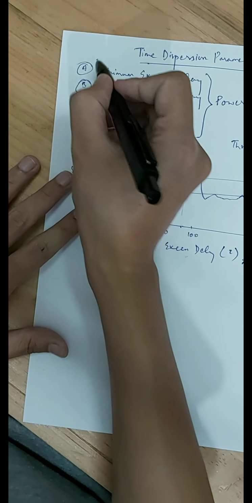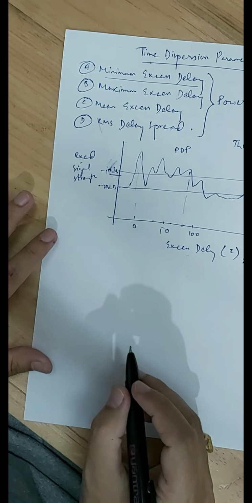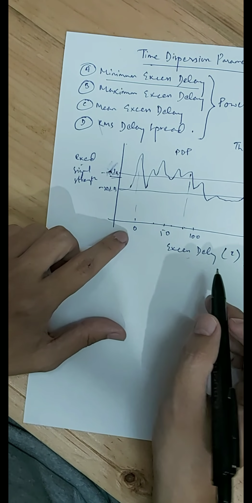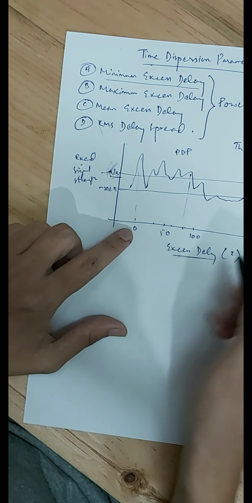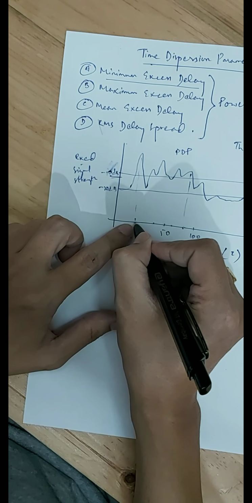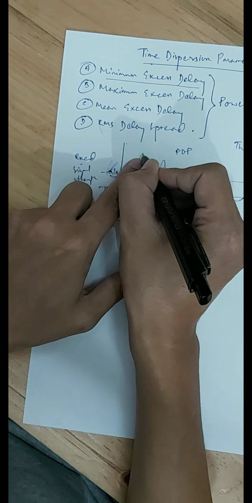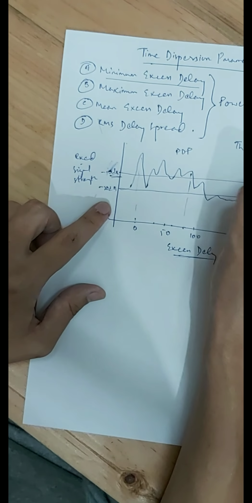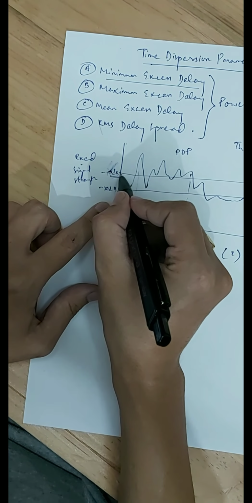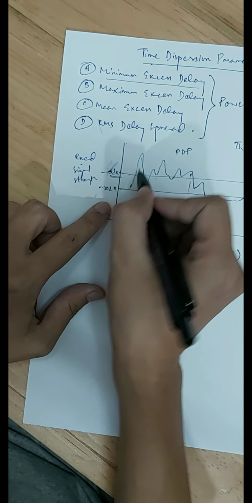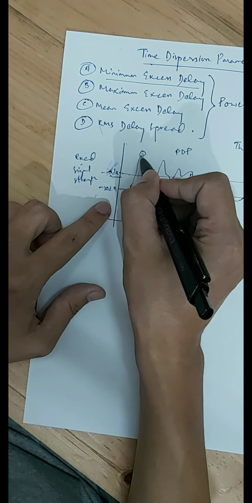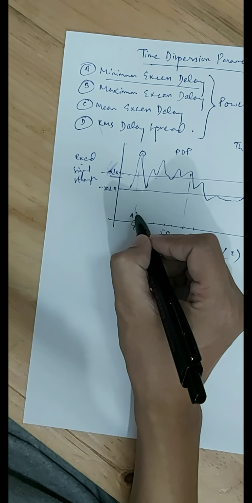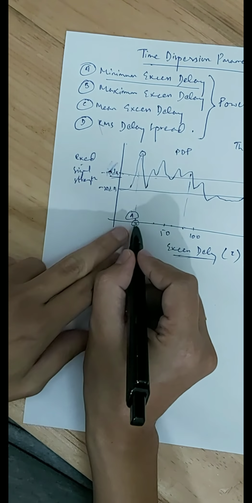Now let's get this. What is minimum excess delay? Minimum excess delay is an excess delay that corresponds to the first peak when the received signal goes beyond the threshold. In this case, right now, this is my threshold. Which is the first peak? This is the first peak. Which is the corresponding excess delay? This one, nearly 0. So this is my minimum excess delay.